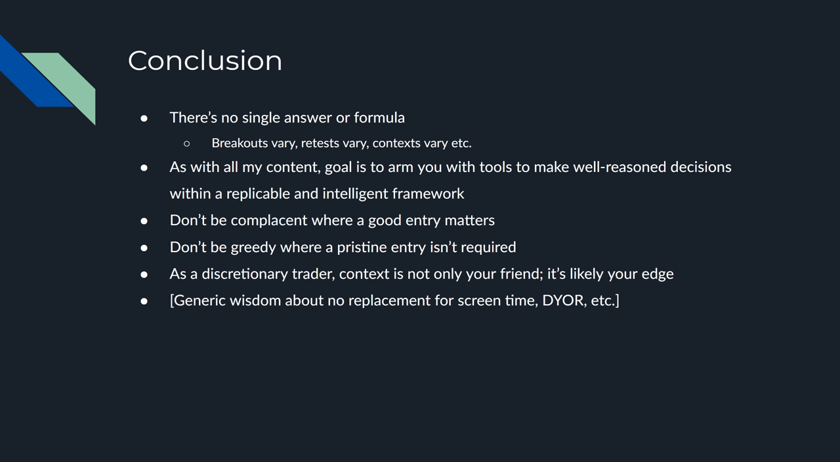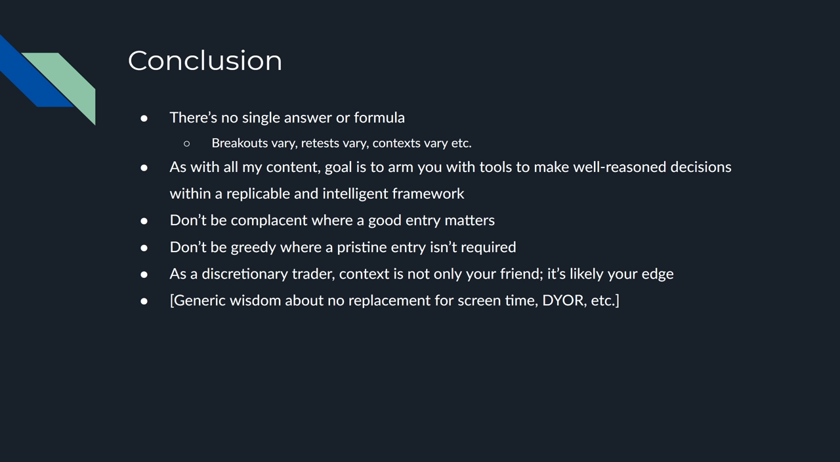With regard to trade entry precision, I'll restate the following: don't be complacent where a good entry matters, but don't be greedy where a pristine entry isn't required. I definitely could have used that lesson a couple of years ago. I know the bit about context towards the end got a bit grindy and maybe wasn't entirely clear, but as a discretionary trader, context is not only your friend, it's likely your edge.